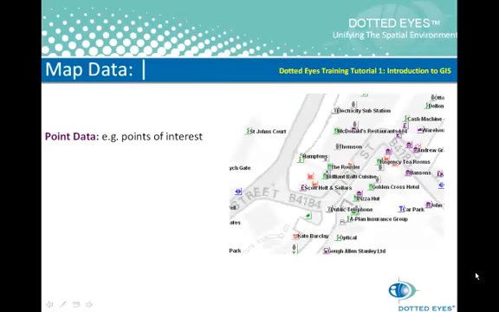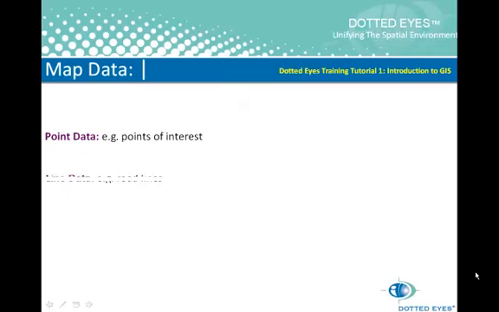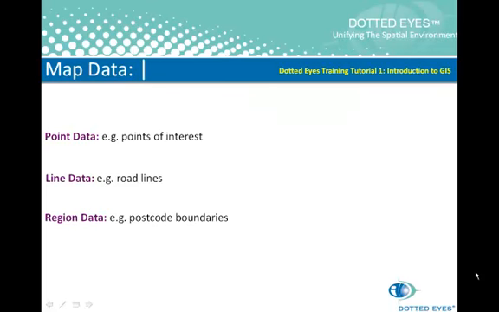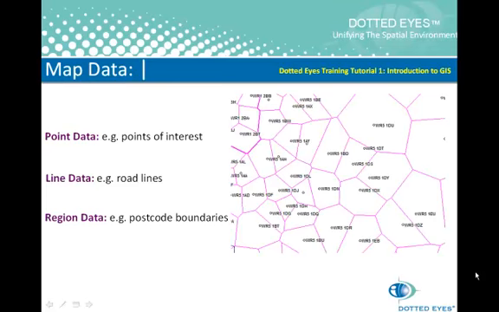The second type of data is the Ordnance Survey's mapping data. For example, points of interest. And here's a map showing restaurants, hospitals, and maybe train stations. Second type of vector data here is line data. These could represent roads, or railways, or rivers. Third type of data is region data, whereby we could look at postcode boundaries. In this case, these are unit postcode boundaries.